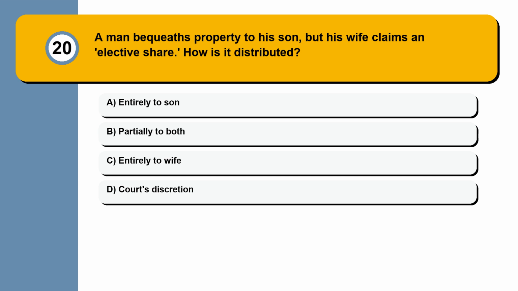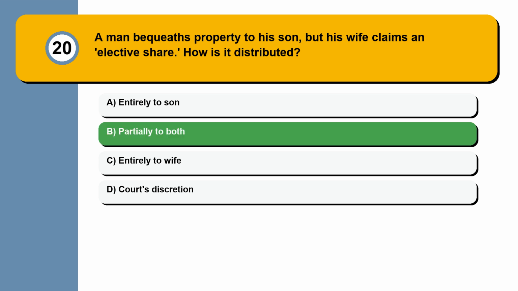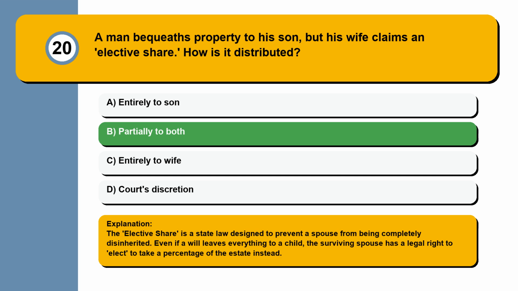Question 20. A man bequeaths property to his son, but his wife claims an elective share. How is it distributed? Entirely to son, partially to both, entirely to wife, court's discretion. The elective share is a state law designed to prevent a spouse from being completely disinherited. Even if a will leaves everything to a child, the surviving spouse has a legal right to elect to take a percentage of the estate instead.